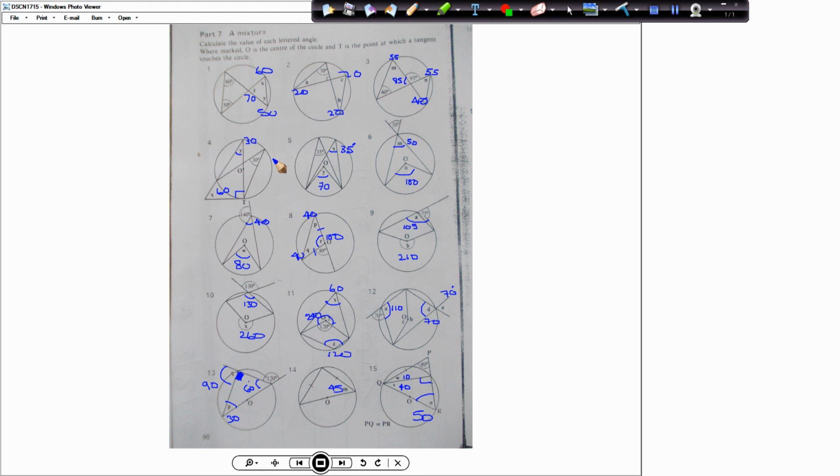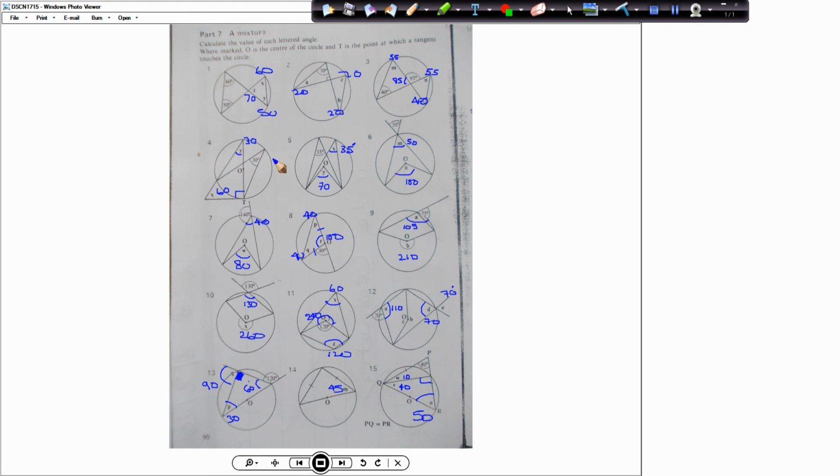Okay. 60, 70, 50. I'll go around, okay? A is 20, B is 20, C is 70. 55 for M, N is 55, and that one is 40. X is 60, Y is 30, Y is 70, X is 35. 100, 50.